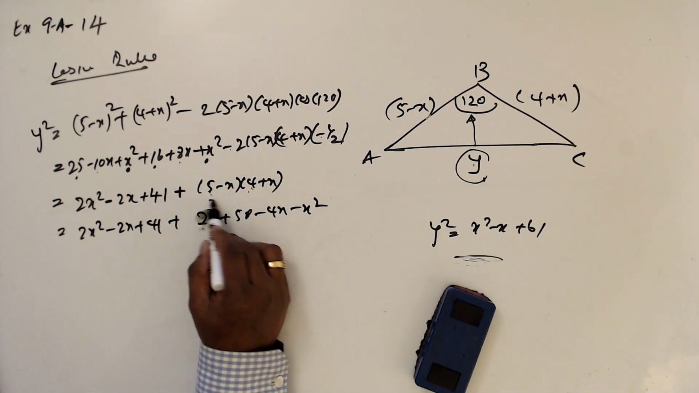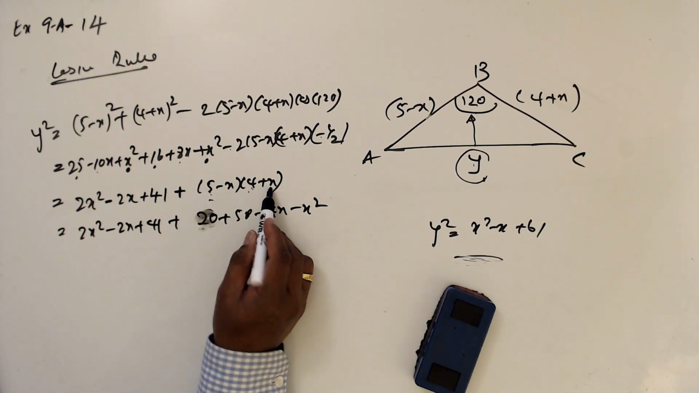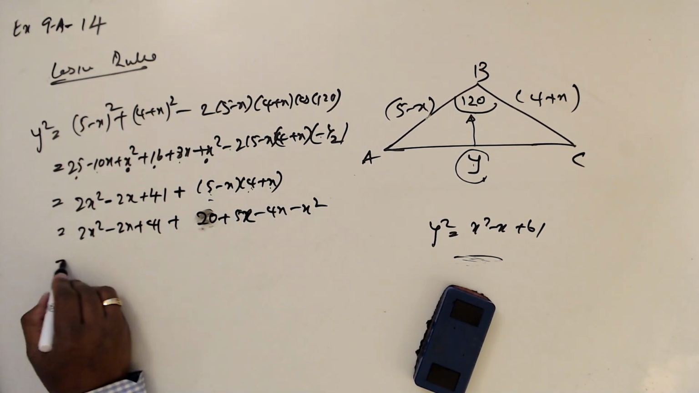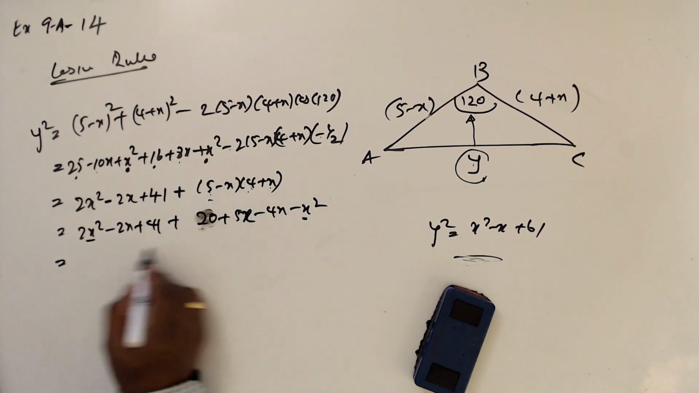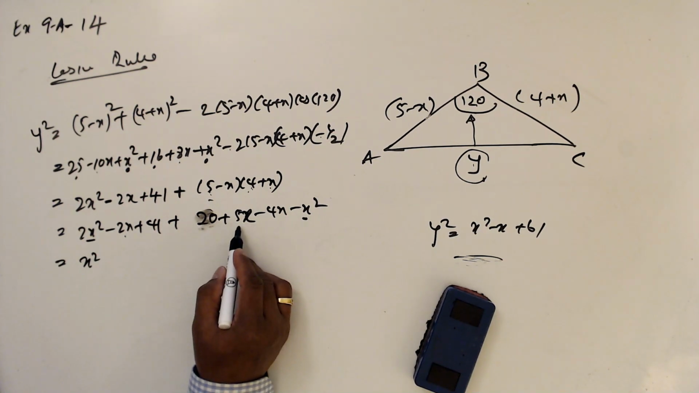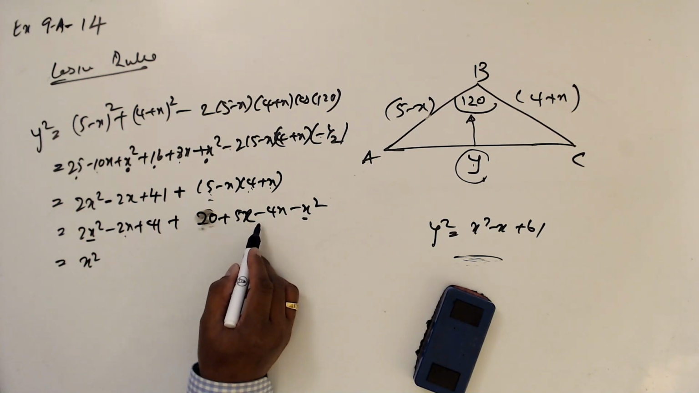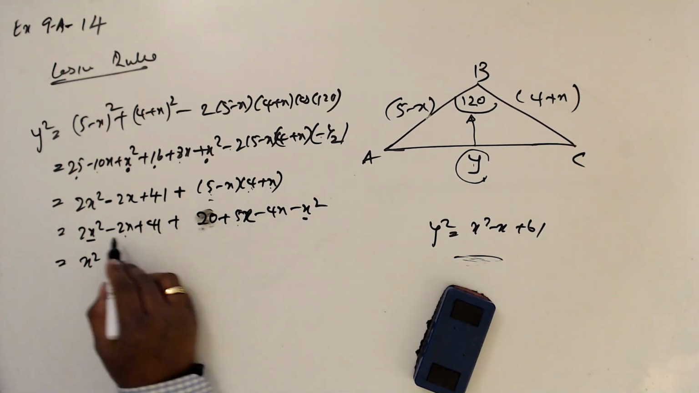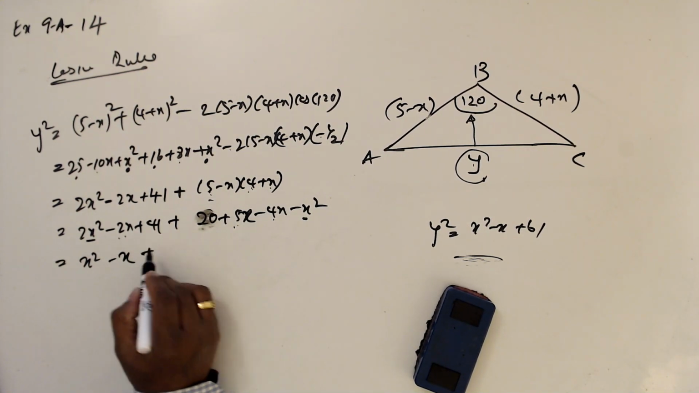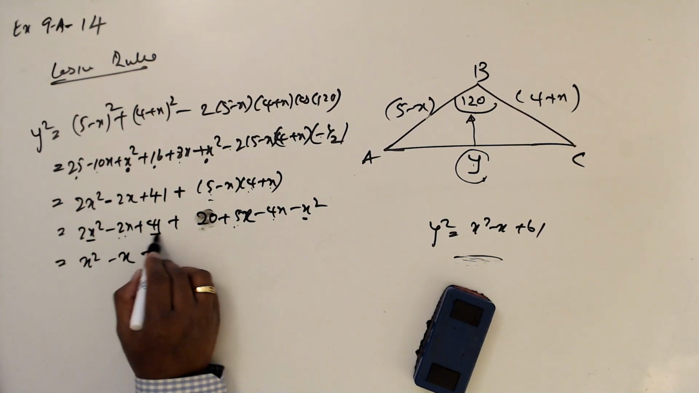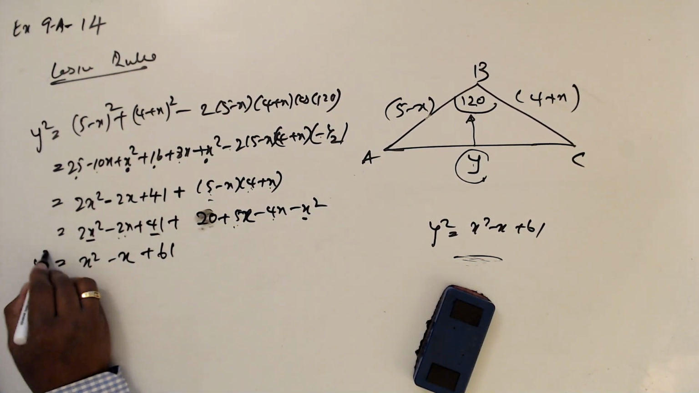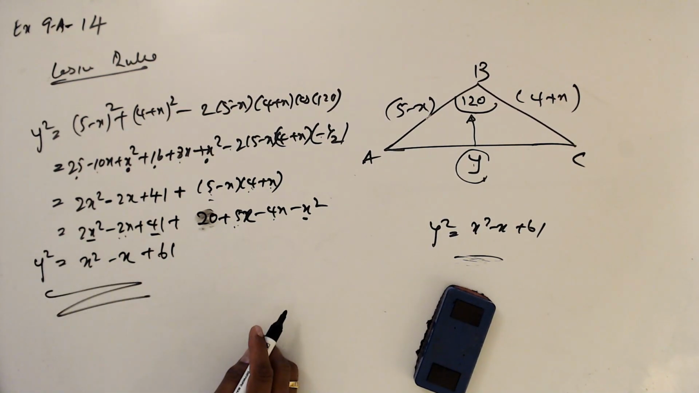5 times 4, 25 times x, 5x, minus 4x, minus x square. So 2x squared minus x square minus 2x plus 5x minus 2x minus 1 minus 6 plus 5 minus 6, and this is going to be 41 plus 20, 61. So y square equals x square minus x plus 61.